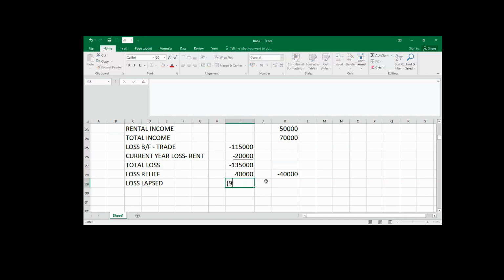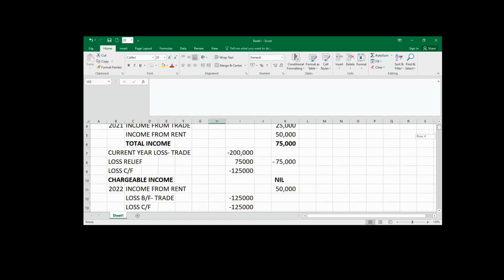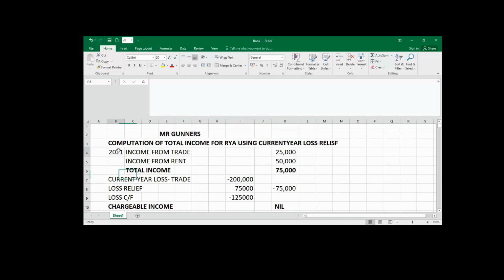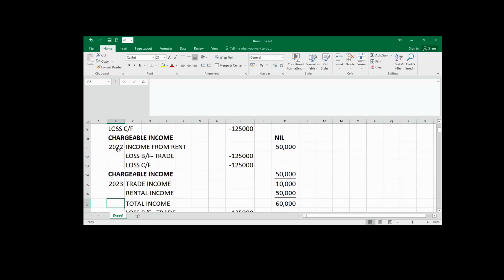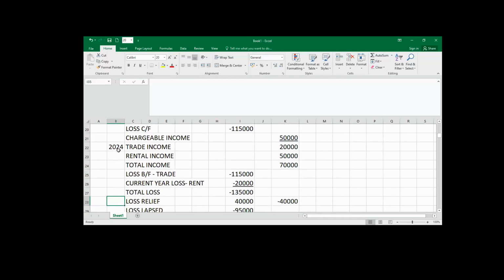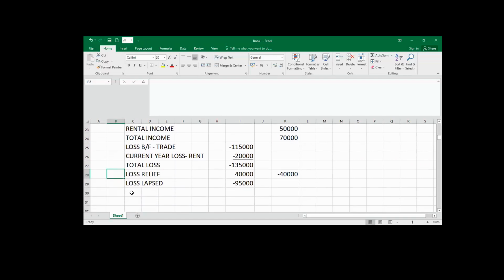To the next period. Why? Because that loss is from trade, and he only has four times to relieve that loss. He started from 2021. We have 2022, 2023, and 2024, that is four. After 2024, any balance will lapse and cannot be taken to the next period. So it's chargeable income now.